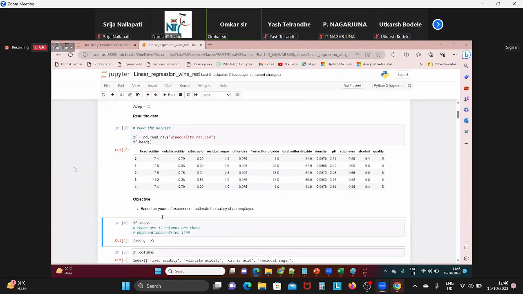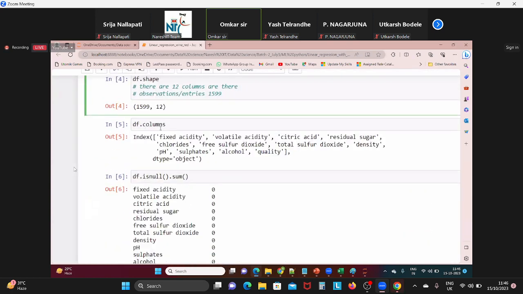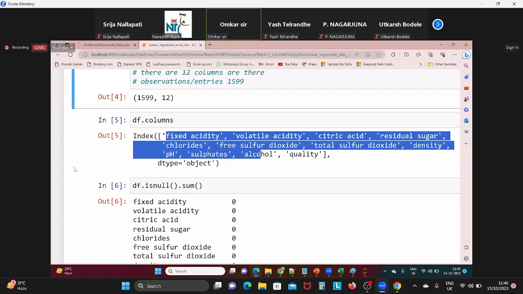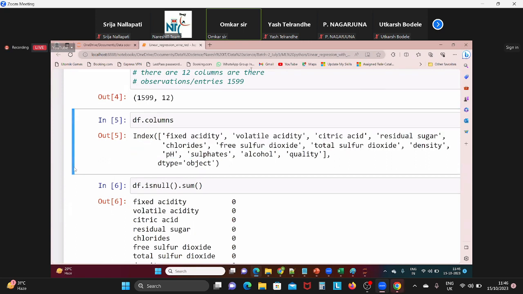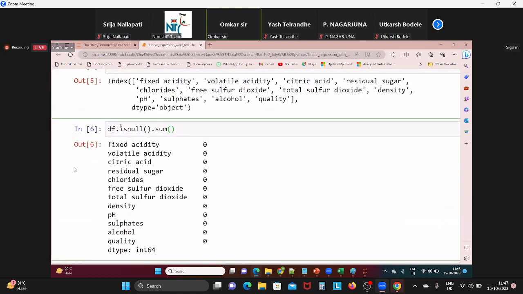We will teach how to do it perfectly also. And these are all the columns. Now what is this checking? Tell me, the sixth line. What is this checking?